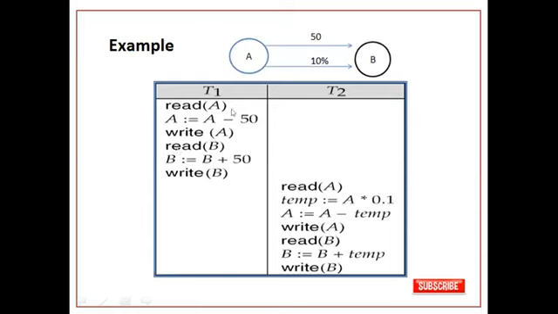Now at the same time, I want to transfer 10% of the amount from account A. So for that: read A, temp is equal to A into 0.1, A is equal to A minus temp, write A, read B, B is equal to B plus temp, write B. So this is another transaction. We can perform n number of transactions at a time from account A to account B. So this is T1 and this is T2.